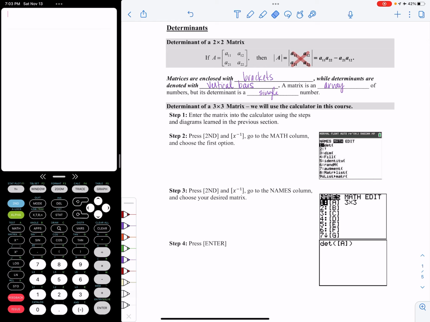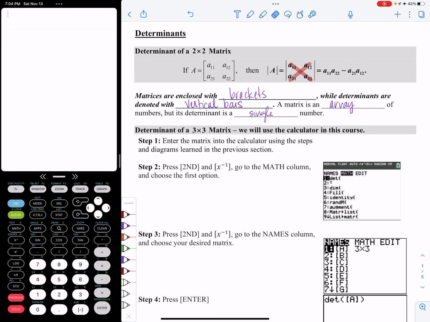We're going to be looking at 2 by 2 matrices and 3 by 3 matrices. We won't look at any other sizes. Those are the only two that we'll be looking at. So in order to find a determinant of a 2 by 2, we'll do this by hand. What we'll do is we will multiply on the diagonal, so that's what you see right here, and then we will multiply on the other diagonal, and then we're going to subtract those two terms.